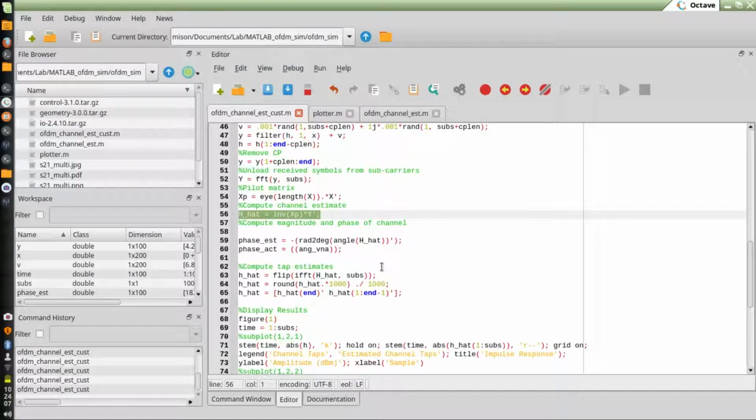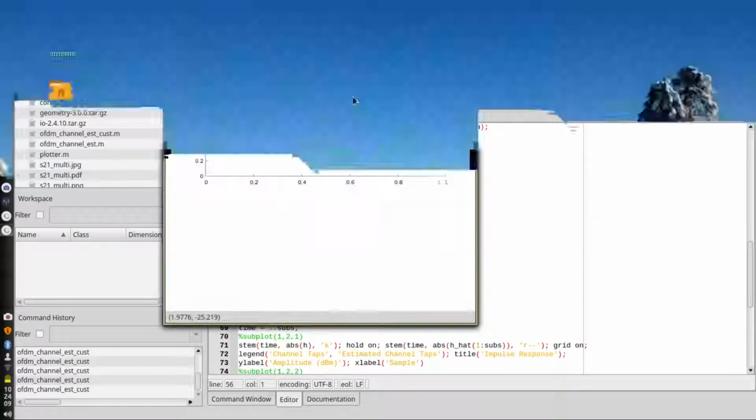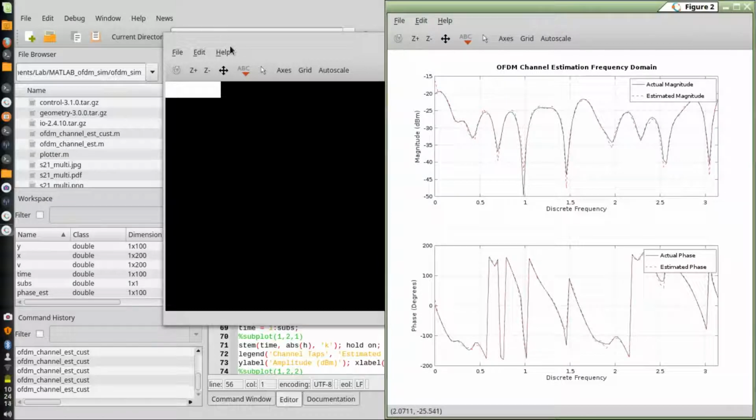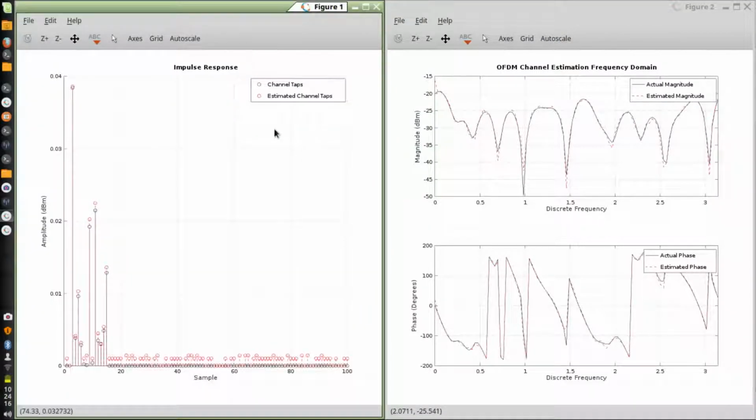From that channel estimate, you can then take the FFT to get your frequency domain information. If I look at the results from this, the black is the actual impulse response on the left, and the actual frequency domain information on the right, and the dotted red lines are my estimated values based on this OFDM pilot symbol estimation. You see that it's pretty accurate both in time and frequency.